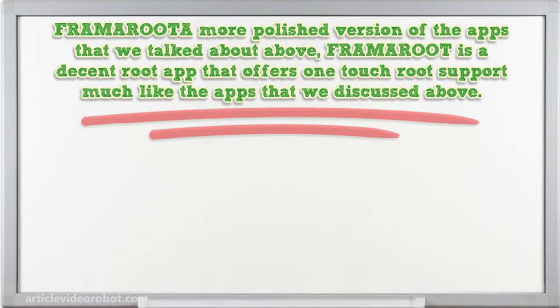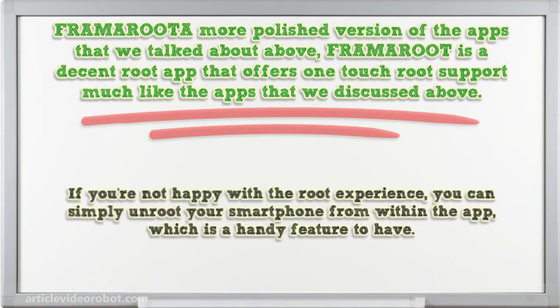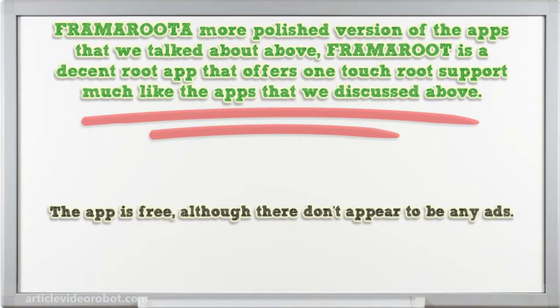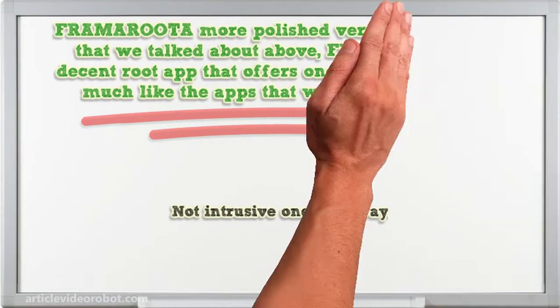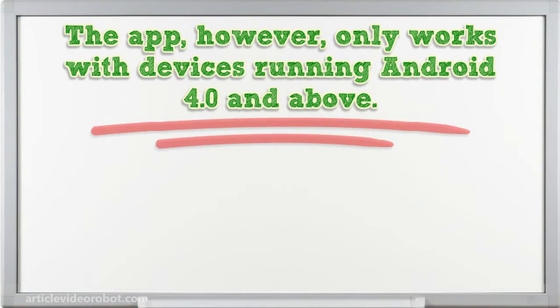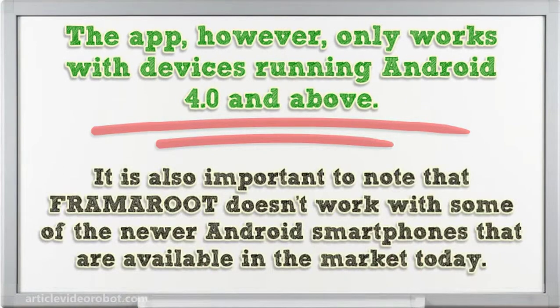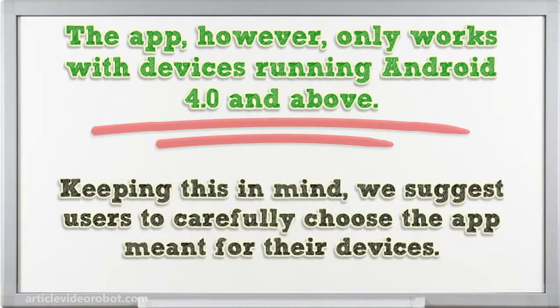Framaroot, a more polished version of the apps that we talked about above. Framaroot is a decent root app that offers one-touch root support much like the apps that we discussed above. If you're not happy with the root experience, you can simply unroot, which is a handy feature to have. The app is free, although there don't appear to be any ads. It supports Android 4.0 and above. It is also important to note that Framaroot doesn't work with some of the newer Android smartphones that are available in the market today. Keeping this in mind, we suggest users carefully choose the app meant for their devices. There's no way to know for sure, but it can help to try multiple one-click root apps to pick the best one.